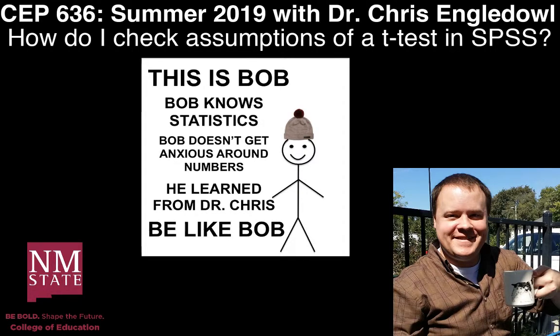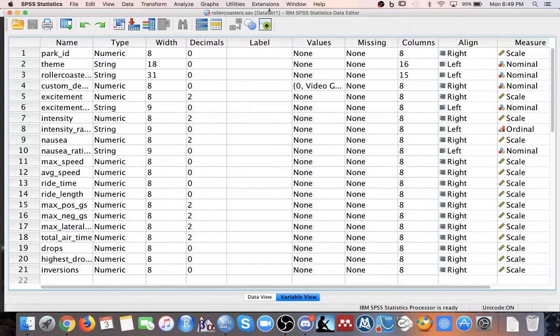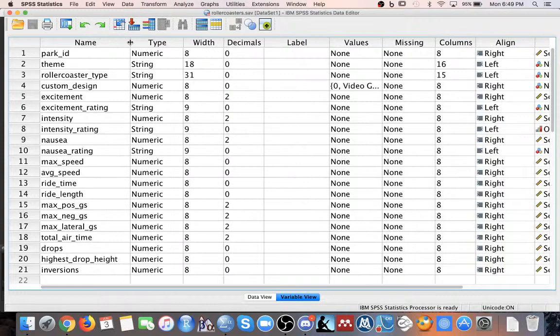So if we go to SPSS, and we're using the same idea as last time, in the last video where we're checking the difference between custom versus non-custom roller coasters on their intensity, then the thing that we want to worry about, first of all, is independence. There's not an easy way to test that with statistics. But what we can do is think about the context in which these things happened.